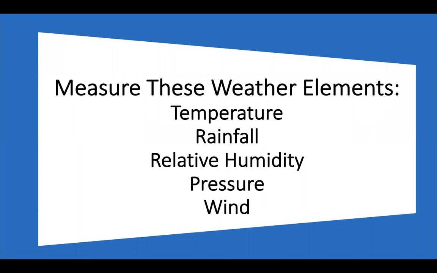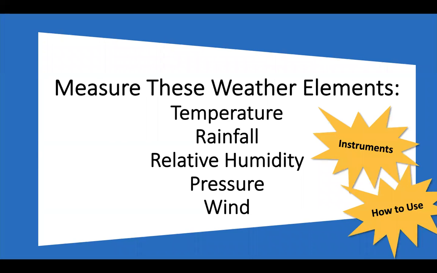We will learn how to measure the following weather elements: temperature, rainfall, relative humidity, pressure, and wind. We will learn what instruments are used to measure these weather elements and how to use these weather instruments. Let us first start with temperature.